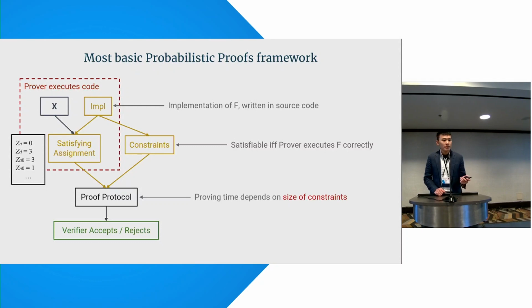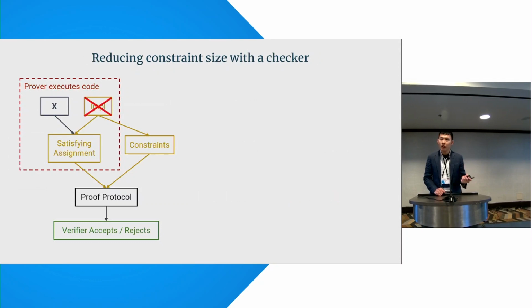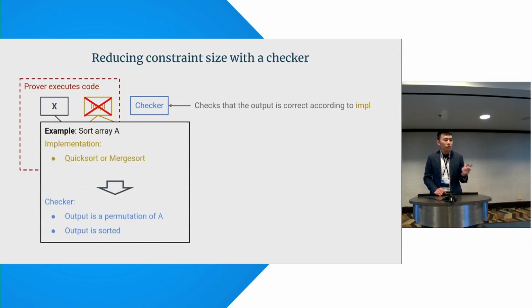So naturally, people want to minimize the size of constraints. And what they realize is that since they already have the output from the prover, they can write out some form of a checker which checks that the output is indeed correct according to the implementation. So, as an example, if we want to sort an array A, this checker just needs to specify that the output is indeed a permutation of A and that the output is sorted.